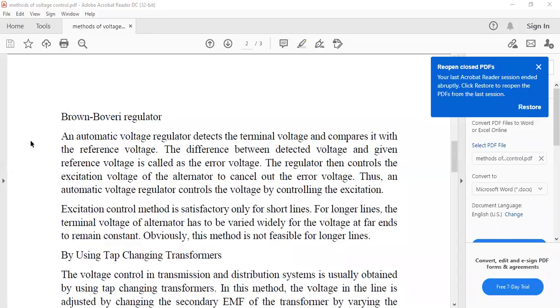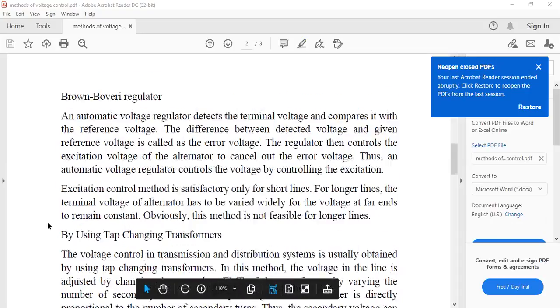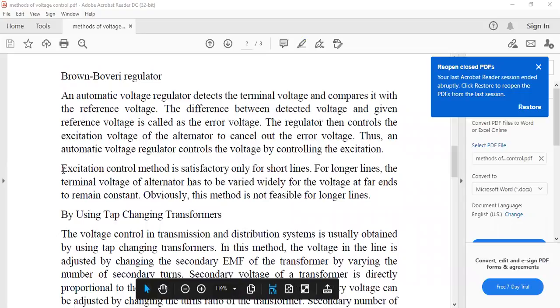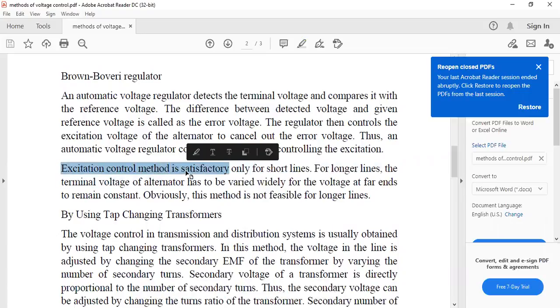This method is only suitable for the generating stations. We won't use this method on the transmission side as well as the distribution side; very rarely we will use it. Next, coming to the applications, the excitation control method is suitable for short lines only. If you want to use it in a transmission system, it is only satisfactory for short lines.